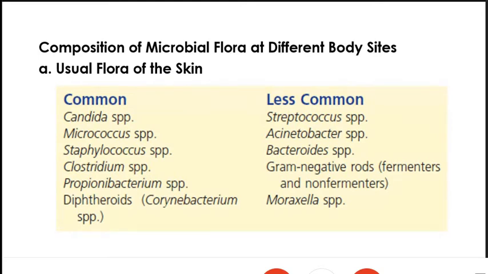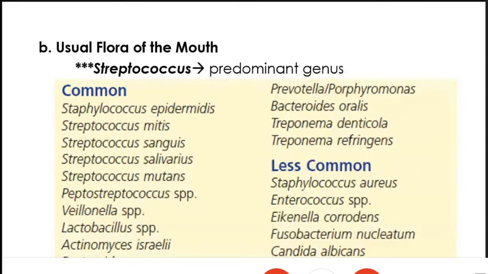Like for example, sa skin, ang common would be your Candida species, your Micrococcus, Staphylococcus, Clostridium, Propionibacterium, and your Diphtheroids. And sa mouth naman, what is most predominant is your Streptococcus. So that when you do your AFB stain, collect ka ng sputum, you will be able to see this normal flora together with the AFB bacilli if it is present in your sputum.